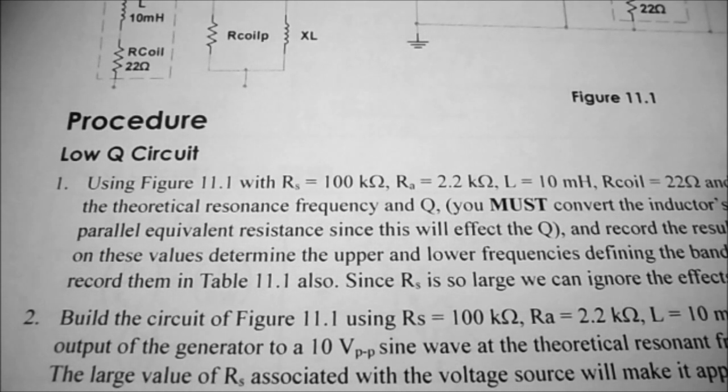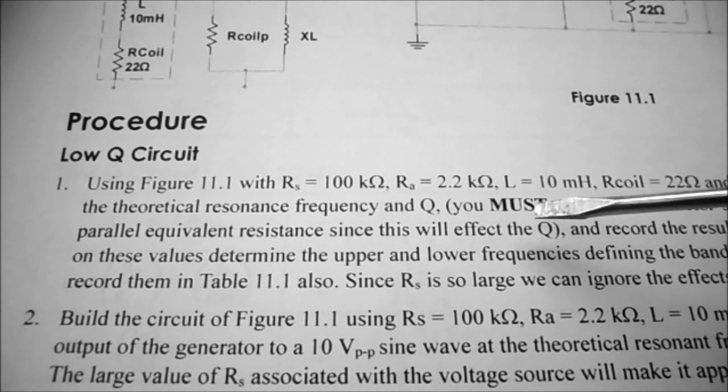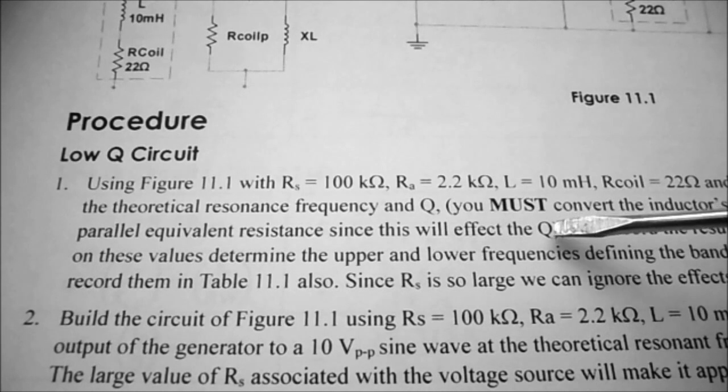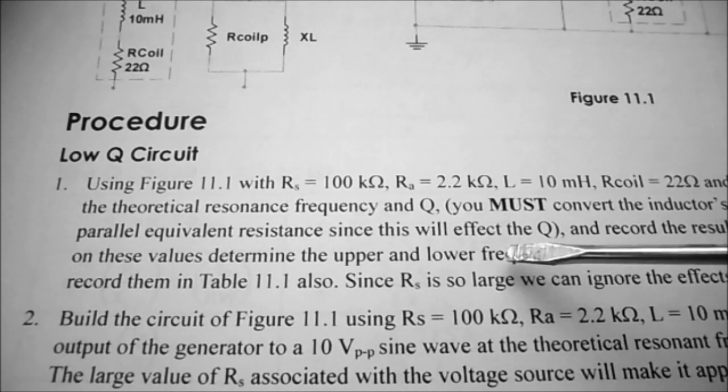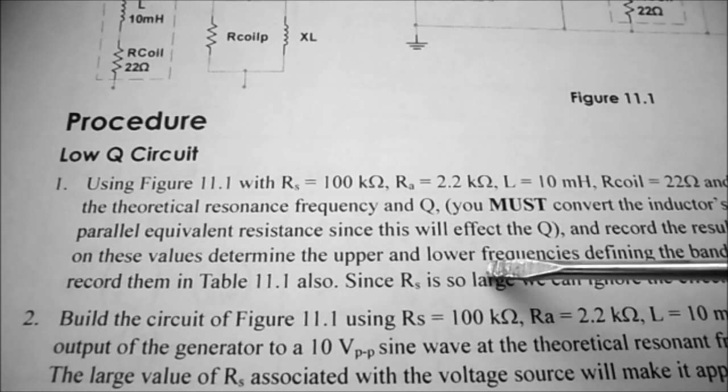Now we're to determine the theoretical resonance frequency and Q. You must convert the inductor's coil resistance to the parallel equivalent resistance, since this will affect the Q. We're to record the results in table 11-1, and based on these values determine the upper and lower frequencies defining the bandwidth F1 and F2. We're to record those in table 11-2. And it says since RS is so large we can ignore the effects of RG in the calculations, and RG is the internal resistance of the function generator.